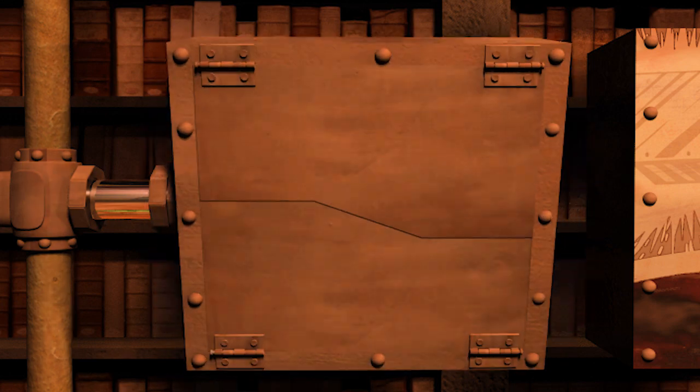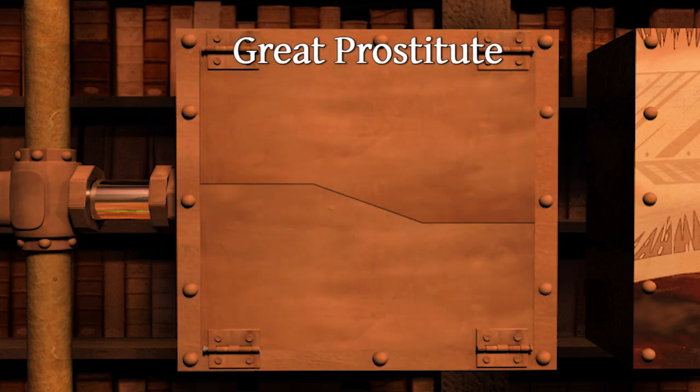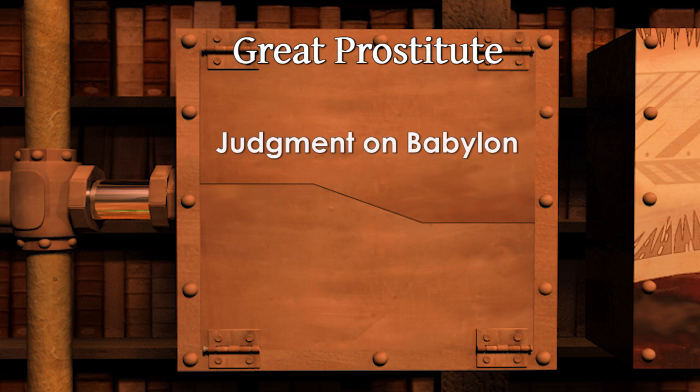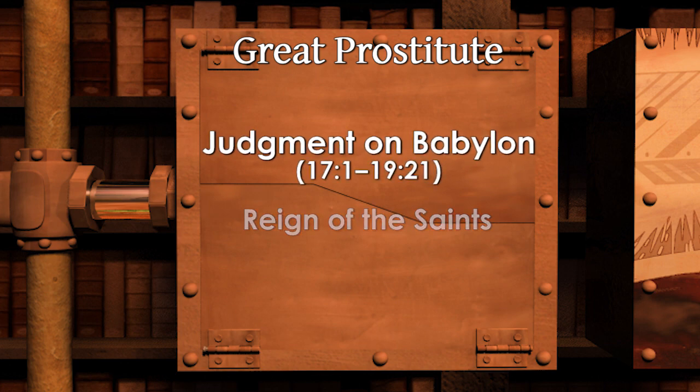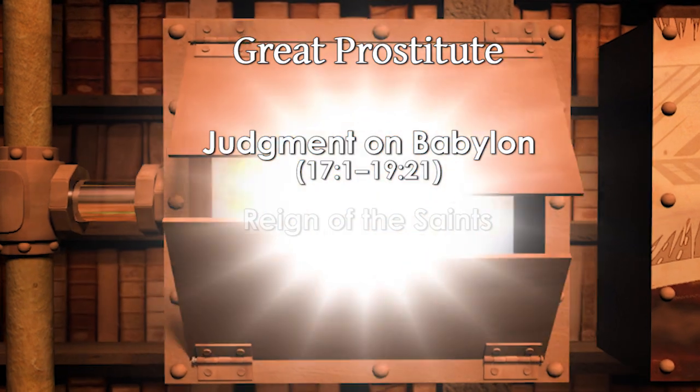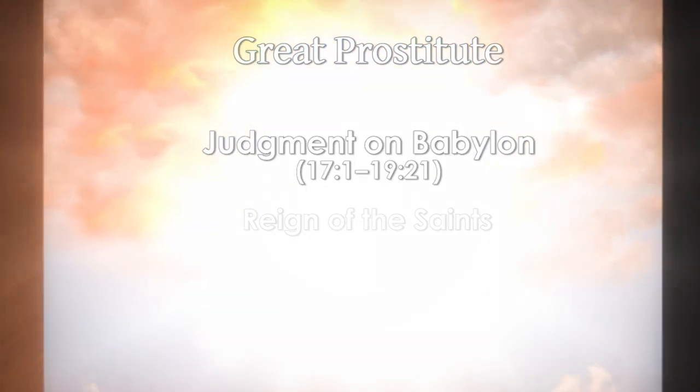There are two smaller series of visions within the vision of the punishment of the great prostitute. The first deals with God's judgment on Babylon, and the second focuses on the reign of the saints. We'll look at both series, beginning with the judgment of Babylon in Revelation chapter 17, verse 1 through chapter 19, verse 21.